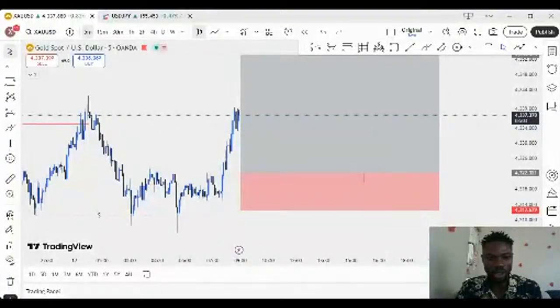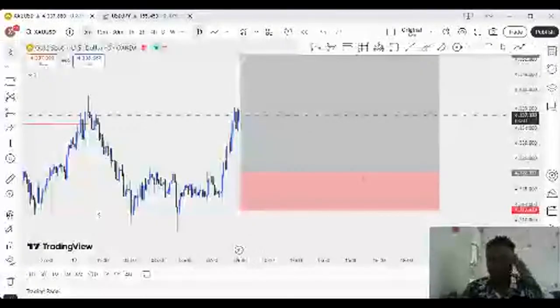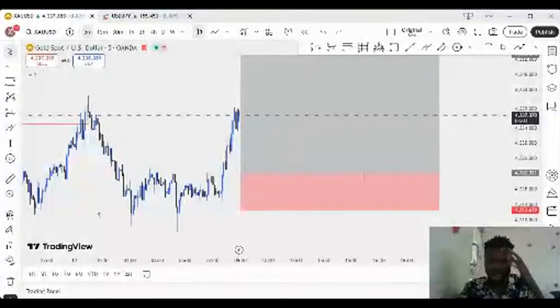So apart from price action, is there any other challenge again? Let me address that one again. I think I've addressed that price action issue. Any other one?